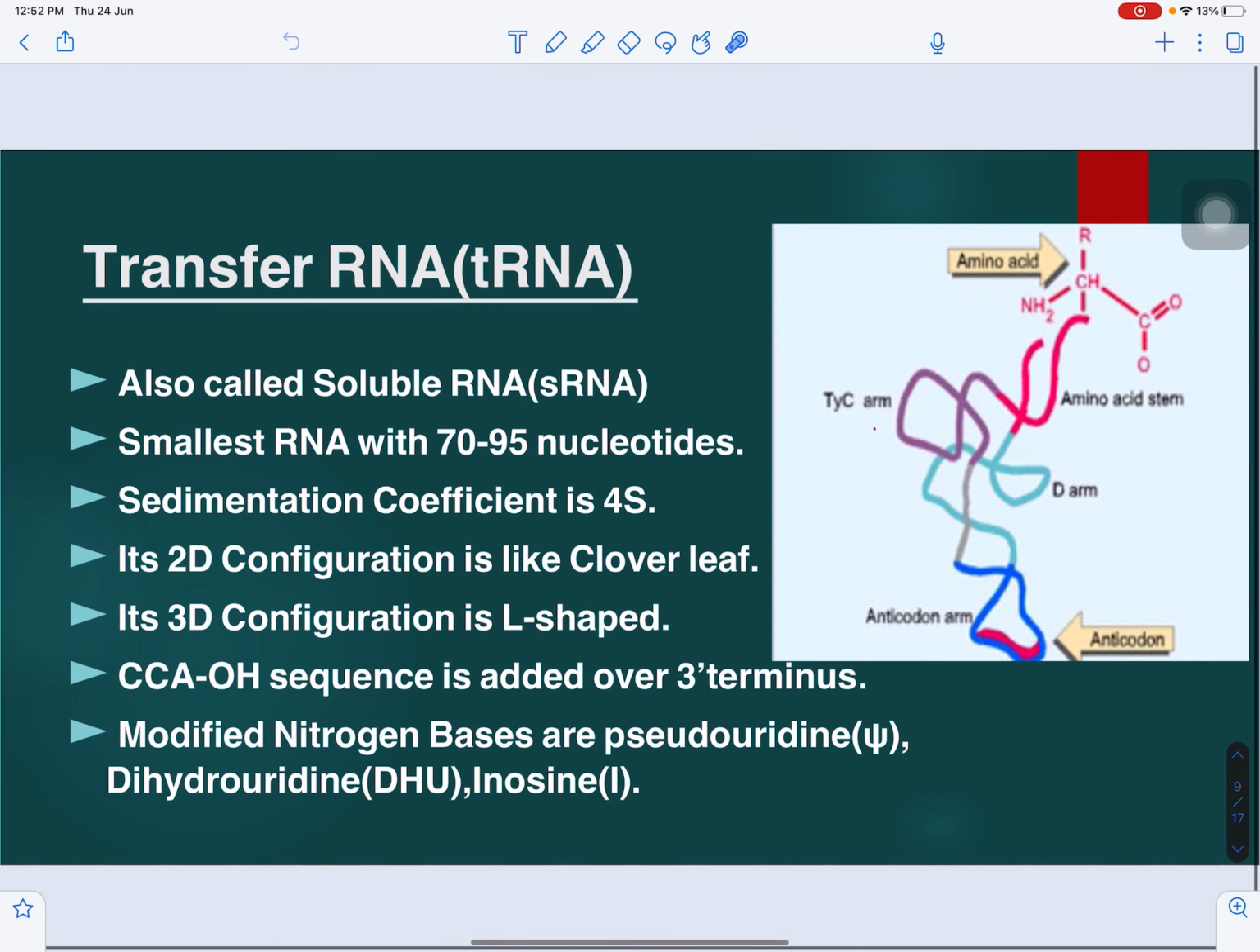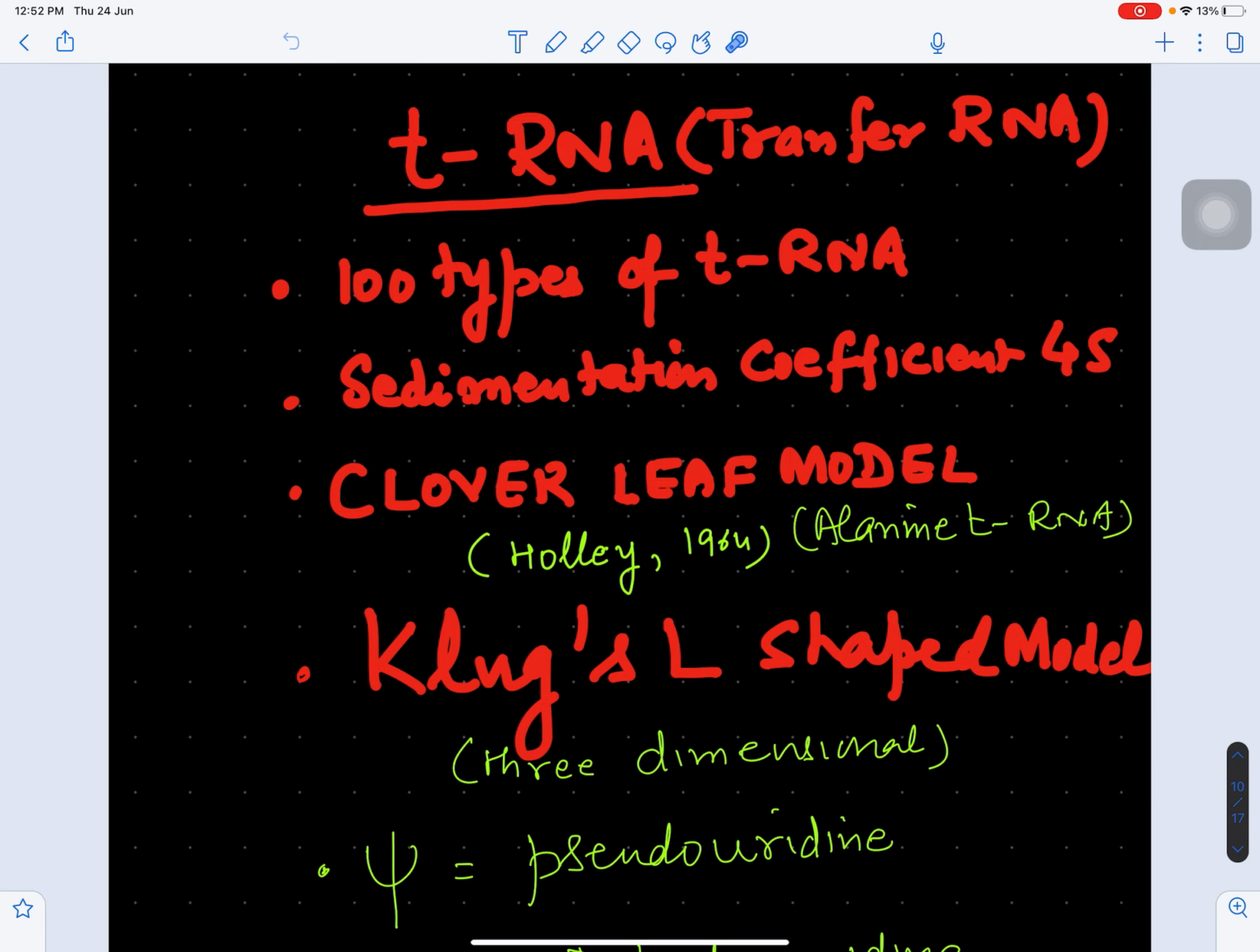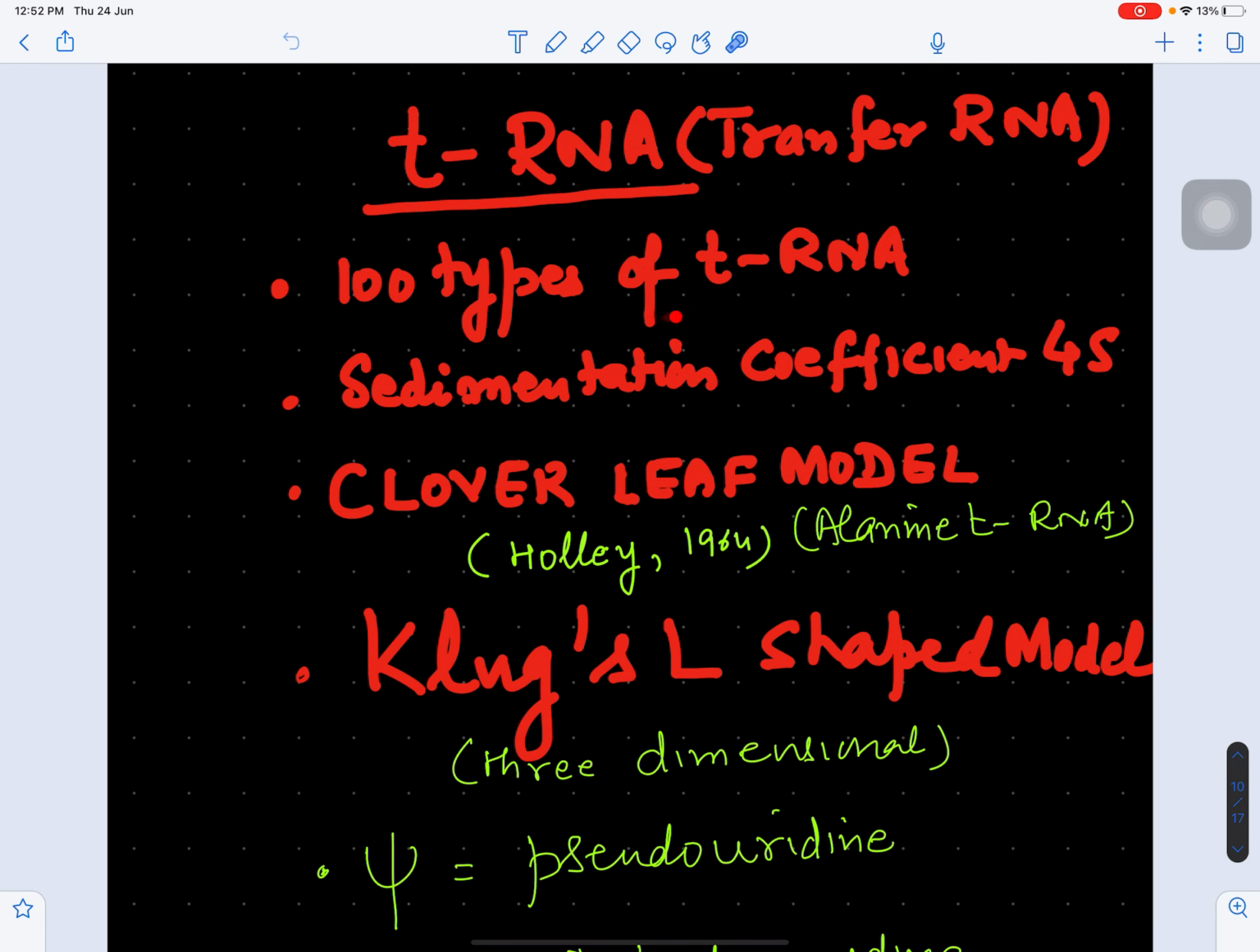To study the structure of transfer RNAs, we should know certain terms. There are 100 types of transfer RNAs. Sedimentation coefficient is 4S. The clover leaf model was given by Holley in 1964. First he gave the structure of transfer RNA which can carry the amino acid alanine. So this is called alanine transfer RNA. The second was given by Klug. This is called the L-shaped model and this is three-dimensional. Holley, for giving the clover leaf model, also got the Nobel Prize.